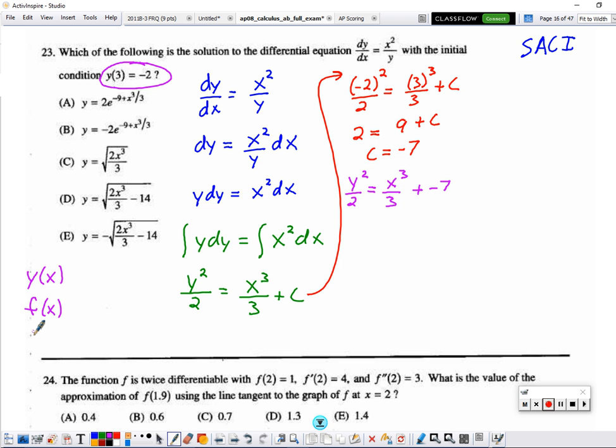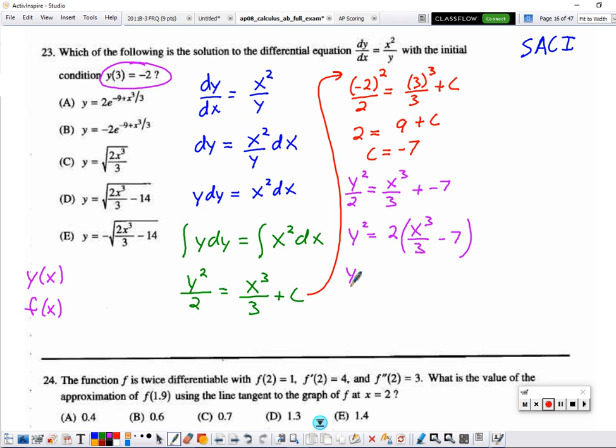So multiply both sides by 2. That's going to give me y squared equal to 2 multiplied by x cubed over 3 minus 7. Okay, if this is an FRQ, I don't worry about simplifying. Because it's multiple choice, I have to find my answer eventually. So I notice that nothing here has parentheses, so I'm going to distribute.